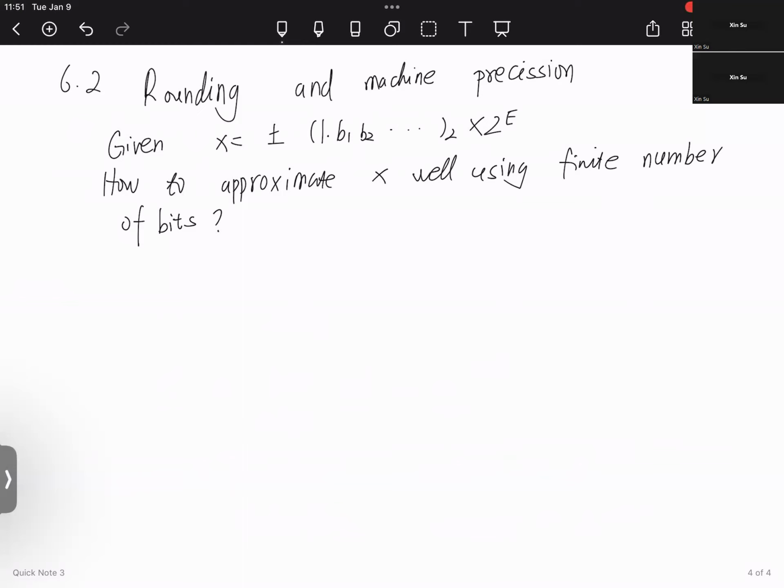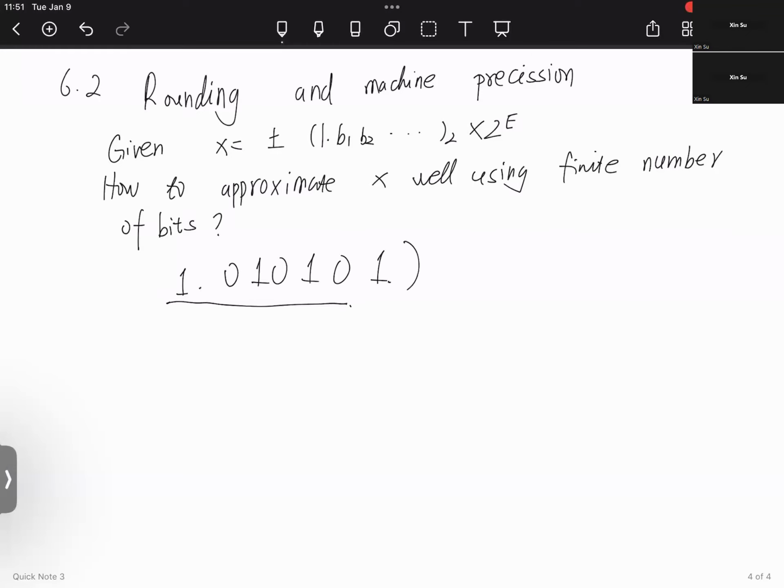We use this idea as well in the binary representation. So for example, if we have 1.0100101, this is in base 2, and we want to round it to the 5th place. We only keep 5 digits after the decimal point. How would you round it?